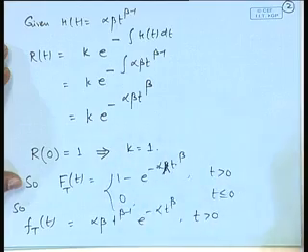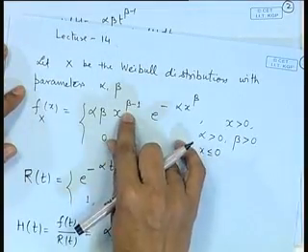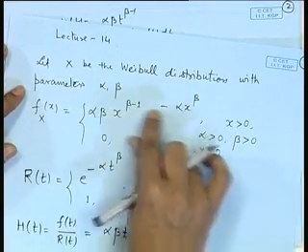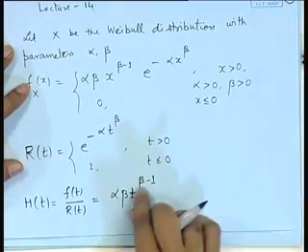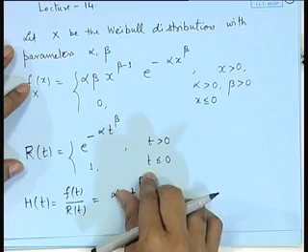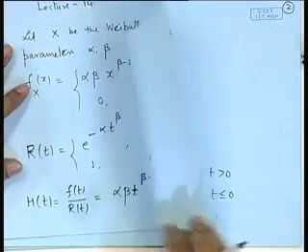Let us consider the special case here, beta is equal to 1 in the Weibull distribution, which corresponds to the exponential distribution. If we take beta equal to 1 in the hazard rate, this becomes simply alpha, that is a constant. Now, this is interesting.